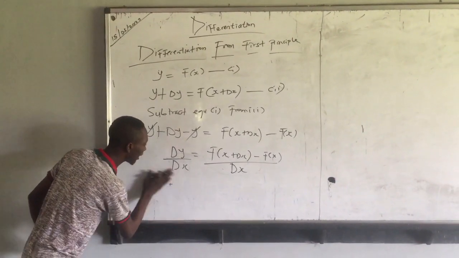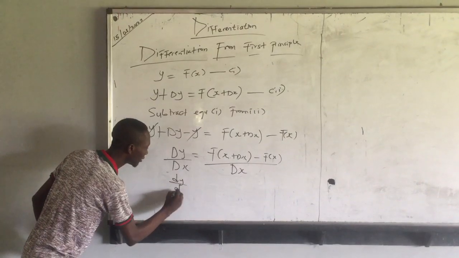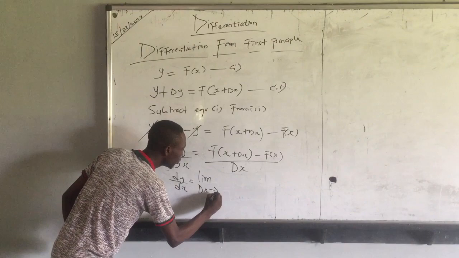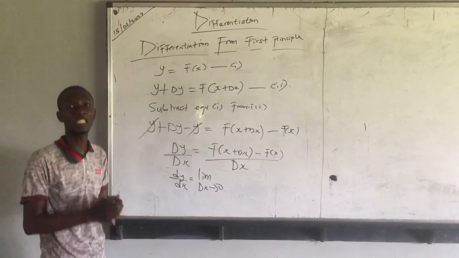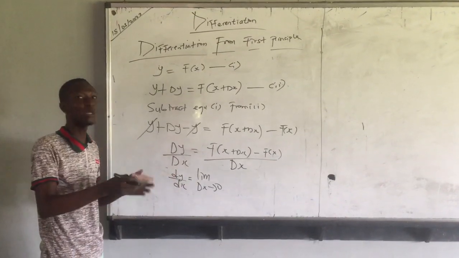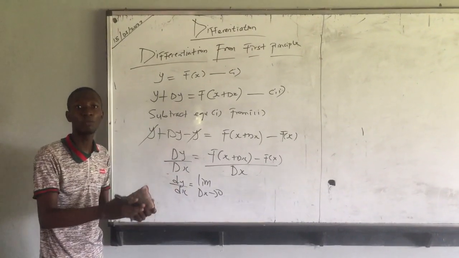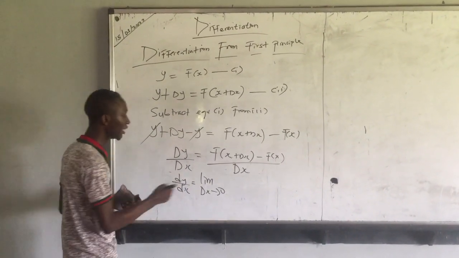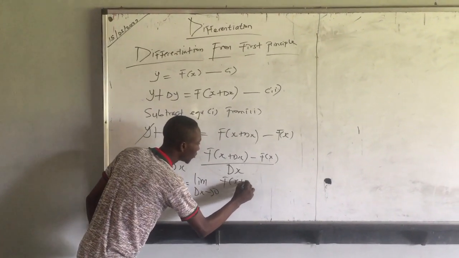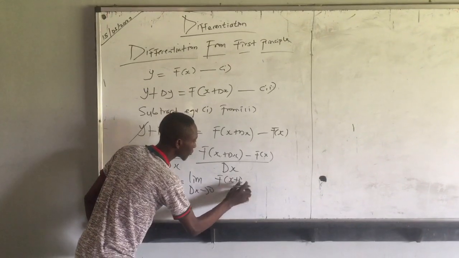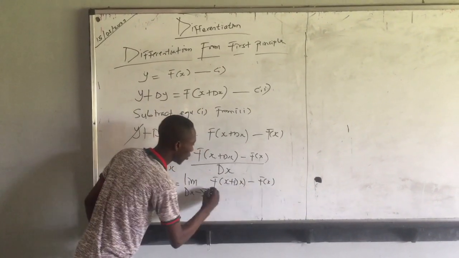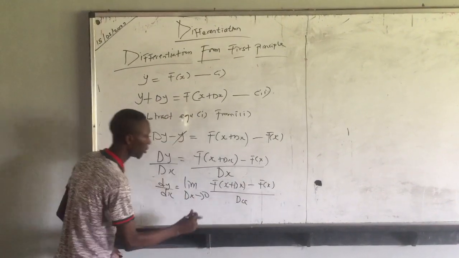Therefore, we always say that dy/dx equals the limit as dx tends to 0, because as dx changes, which affects the change in y, with time dx will become 0. So it limits the equation to this: f(x plus dx) minus f(x) over dx.